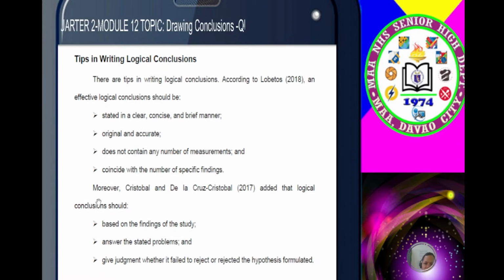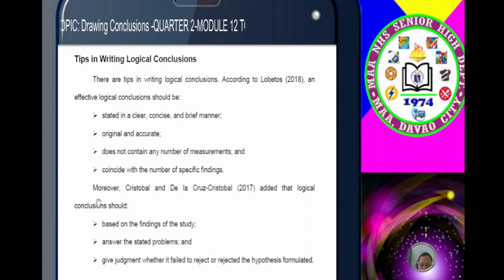These are the tips in writing logical conclusions. Number 1, state it in a clear, concise, and brief manner. So your conclusion should be brief. Then it must be original and accurate, so you must base it only on your findings. And then it does not contain any numbers or measurements. It's more on details, so no more figures. Your figures should be written in the findings.